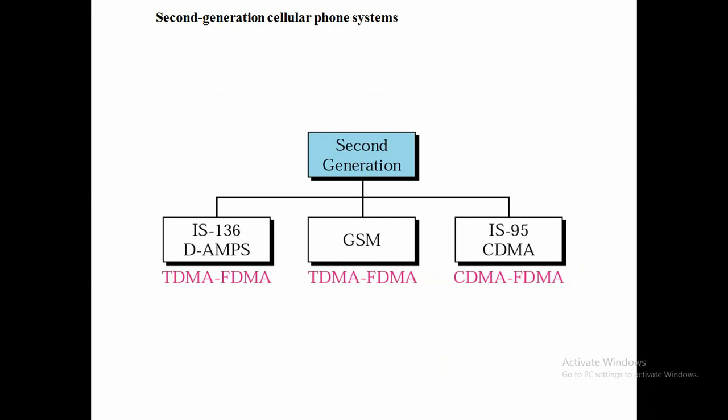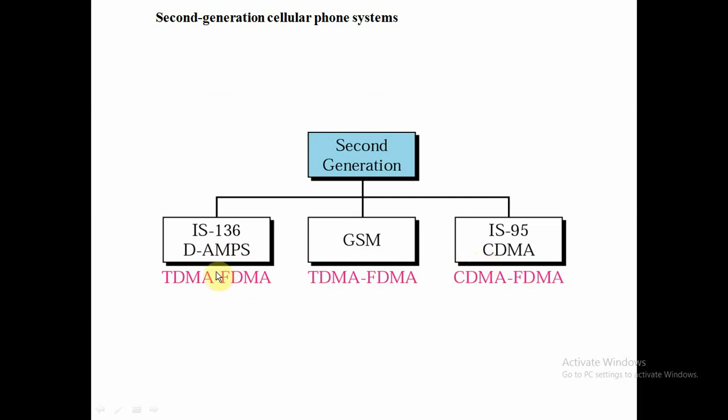This is the second generation cellular phone system. To provide higher quality and less noise in mobile voice communication, the second generation of the cellular phone network was developed. While the first generation was designed for analog voice communication, the second generation was mainly designed for digitized voice. Three major systems are involved in the second generation: IS-136 DAMPS, GSM, and CDMA.